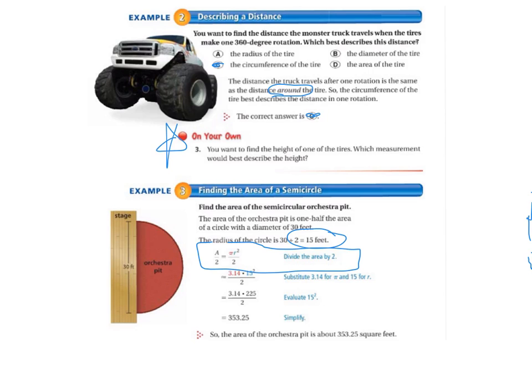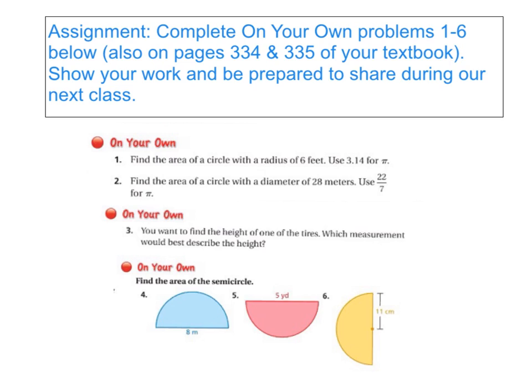So we take 3.14 times 15 feet squared, and we multiply all of that out. 15 squared is 225 times 3.14, and we divide it by 2, and when we simplify all of that, we get 353.25. So the area of the orchestra pit is about 353 1/4 square feet. Your assignment for this lesson is to complete the on-your-own problems 1 through 6 below.